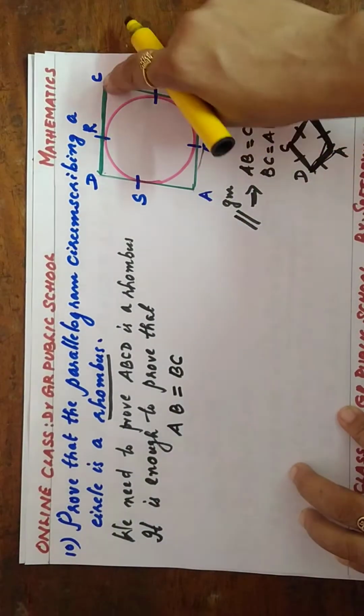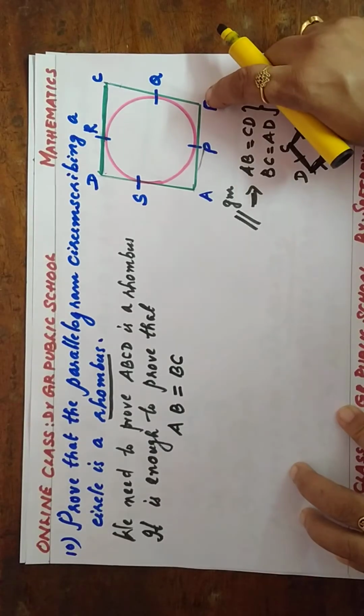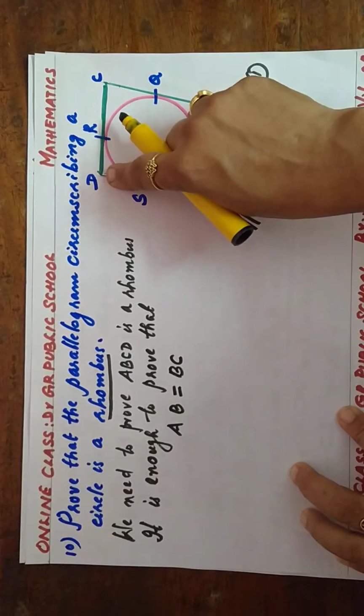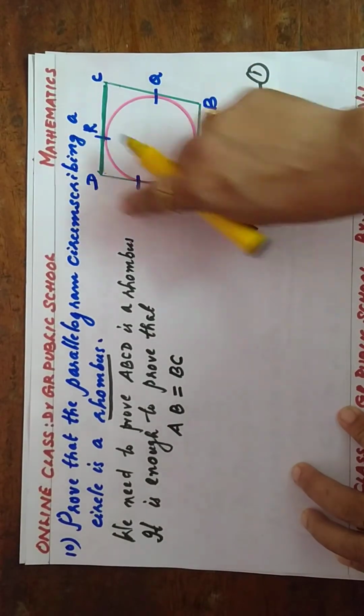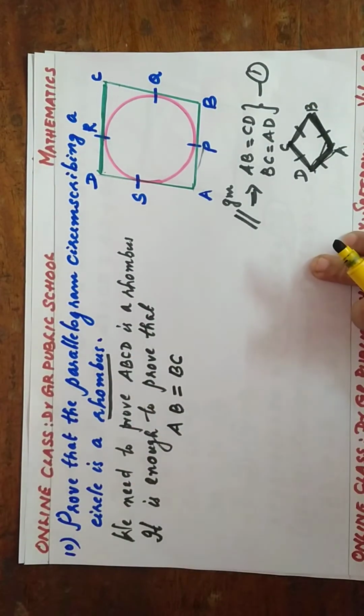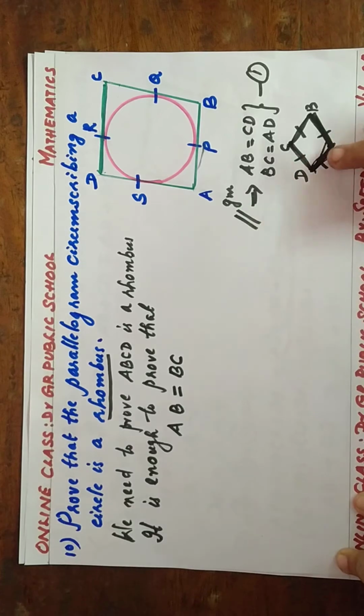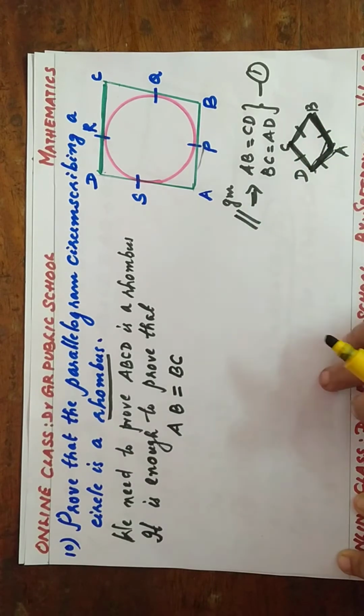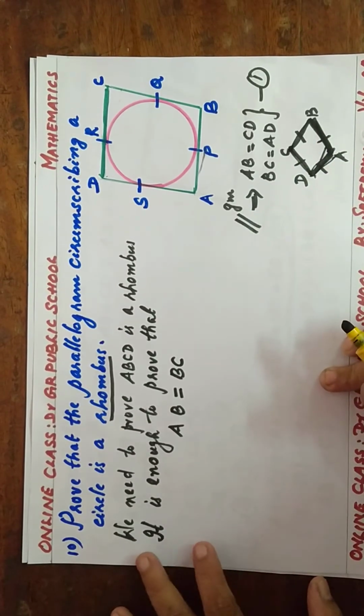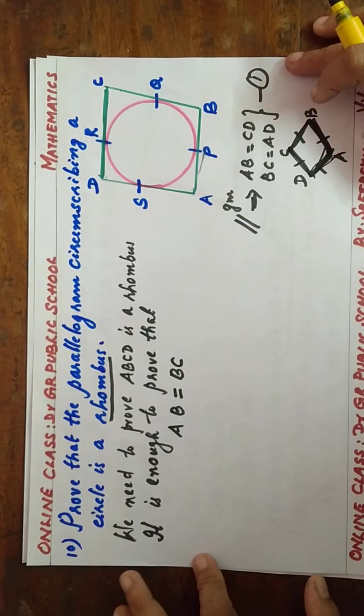If I can prove AB equals BC, as per the condition of the parallelogram, AB equals CD and BC equals DA. So all the four sides will be equal. So you know that the parallelogram becomes a rhombus when the two adjacent sides are equal. Okay, all of you listen here. I won't do the first part.